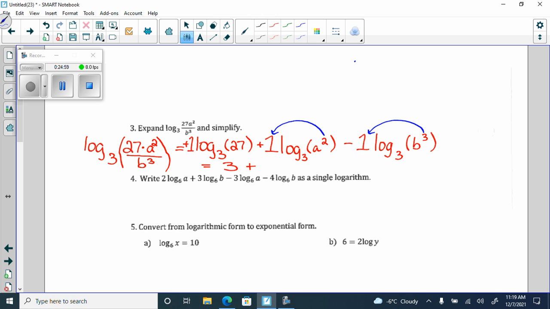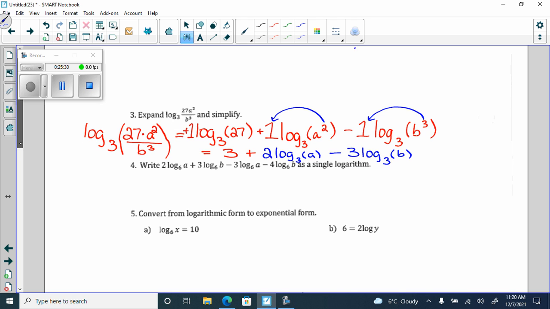So I can get plus 2 log base 3 of A minus 3 log base 3 of B. Do you see how that exponent can come down in front? Which is better, the one with the exponent up or in front? The one that matches the multiple choice answer. That's the one that's better. That's it. Okay?